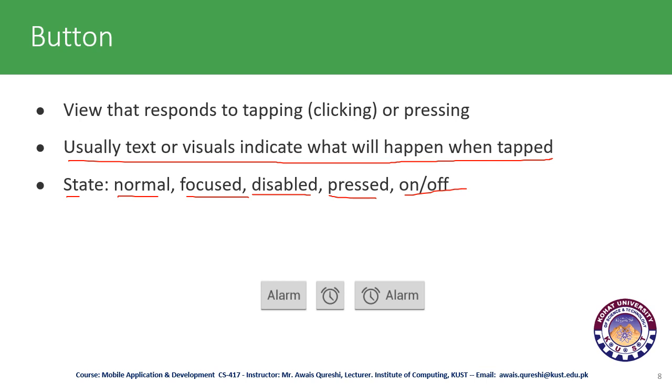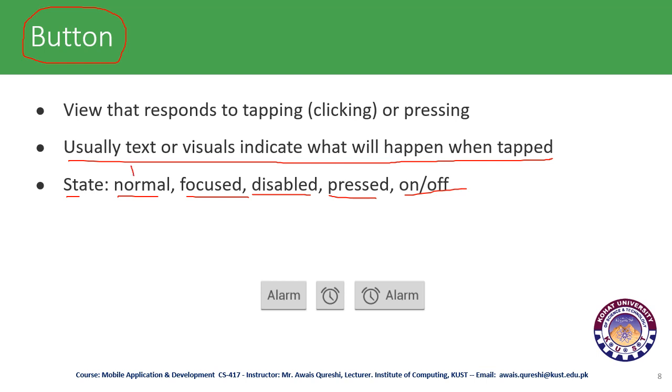So button is an object, and when we call this an object, this means that it has different states and different behaviors. It has different properties and different member functions. So these are the states. Because button is an object, that's why it has states. Anything which has states and behaviors, we call that an object. So button is an object and it has different states.